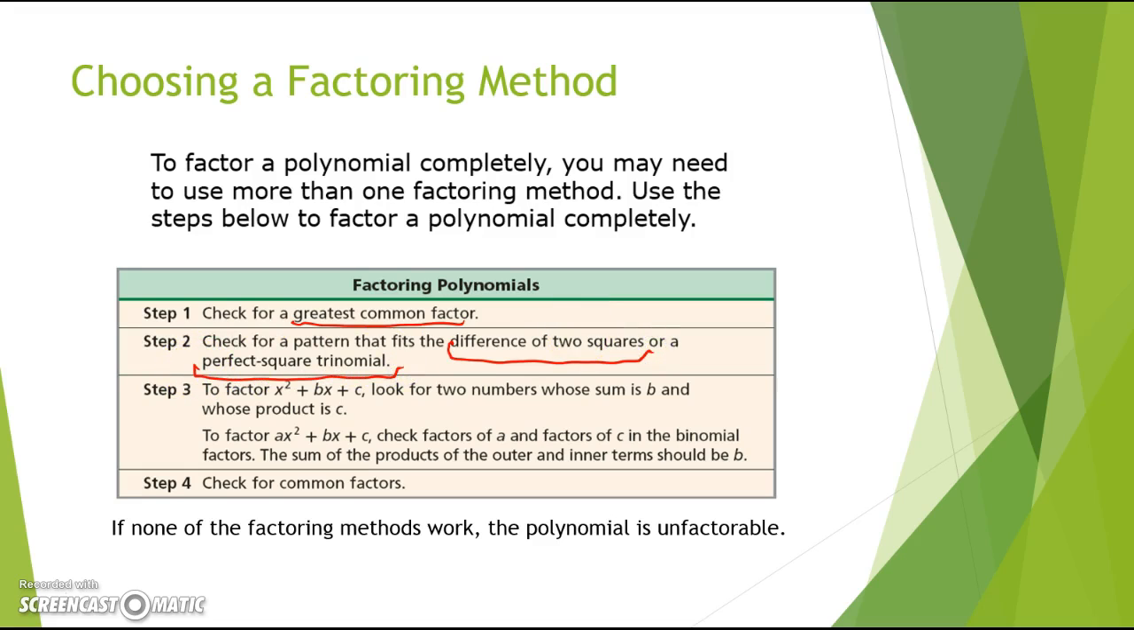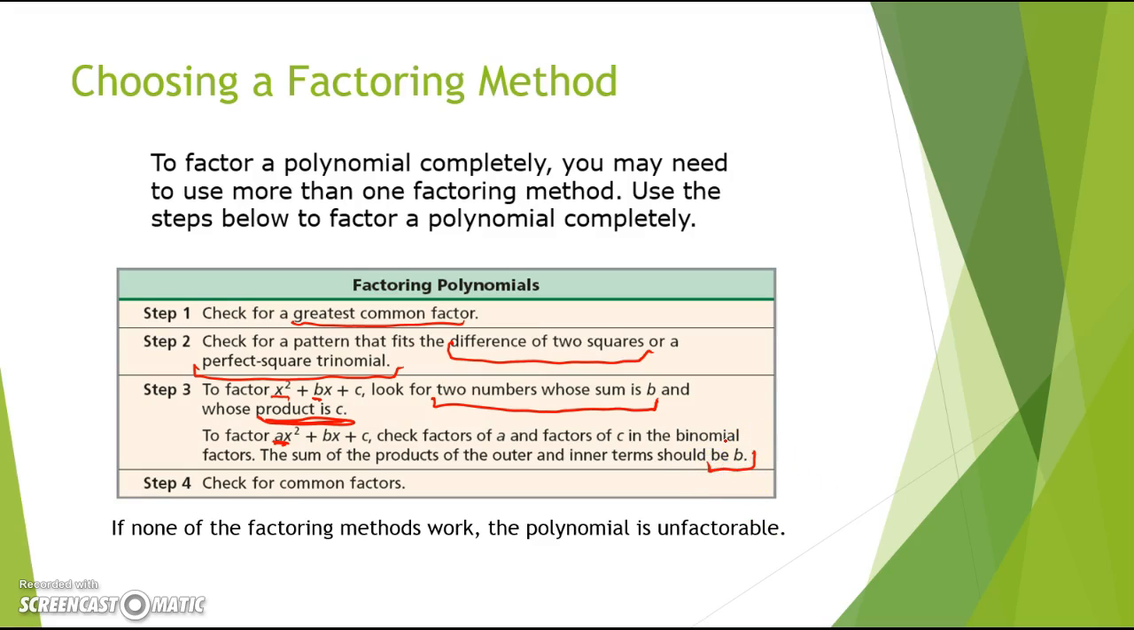trinomial. Step 3, you're going to factor x squared plus bx plus c, and you're going to look for two numbers whose sum is going to be your b, and the product is going to be c. And then to factor ax squared plus bx plus c, the difference between the two is that the first one you just have x squared, here you have ax squared. There's a value in front of x squared. You're going to check factors of a and factors of c in the binomial factors, and the sum of the products of the outer and inners should be b.